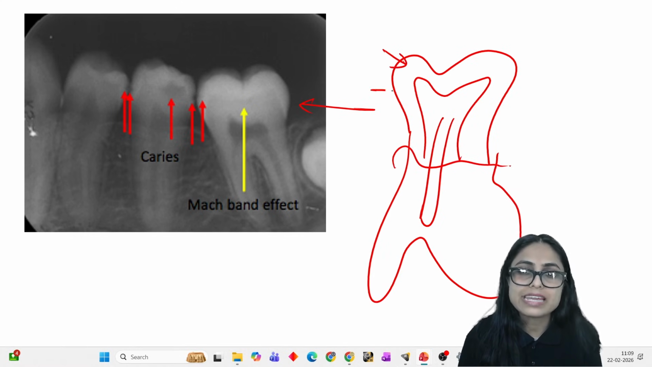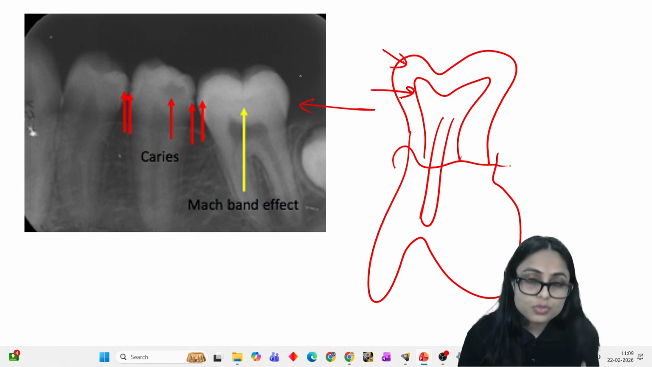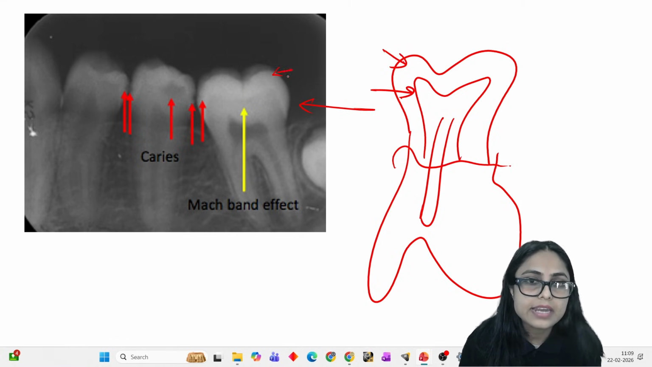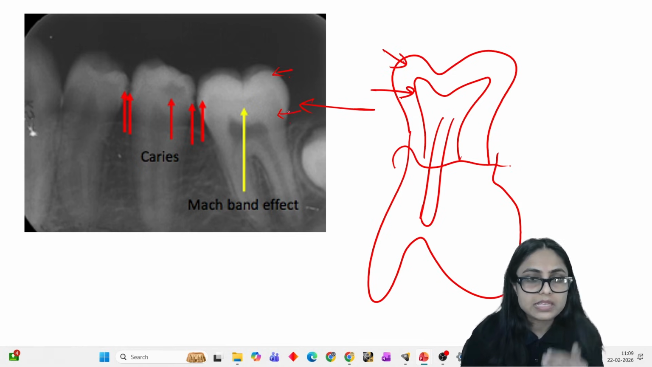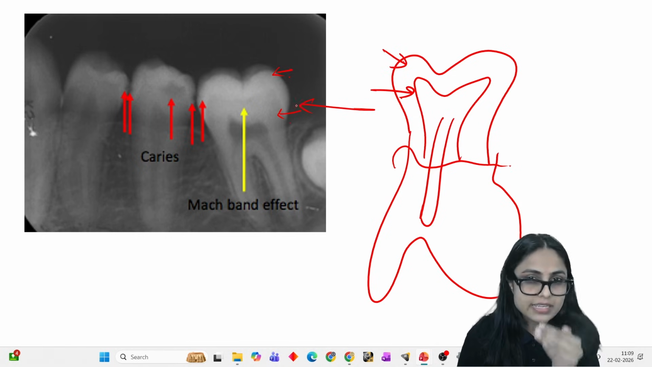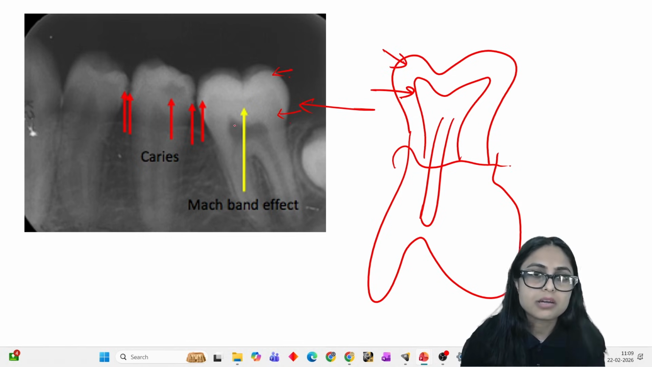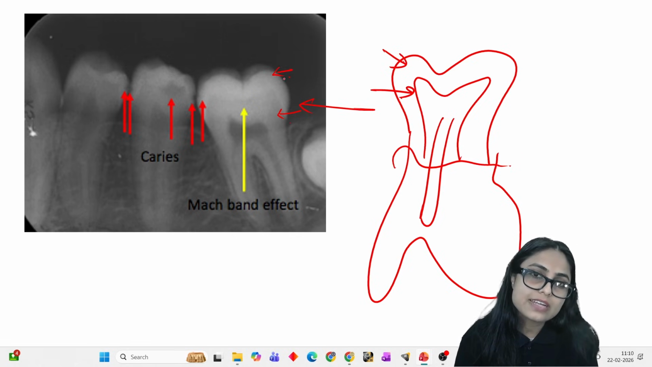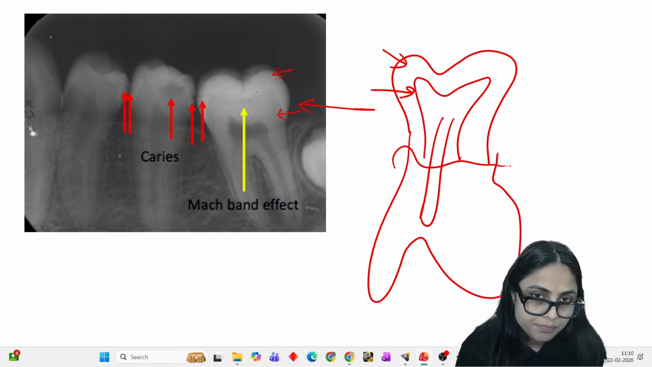So this difference in densities, you will clearly see it on the radiograph. Due to the difference in densities, on the radiograph you see shades of gray. Enamel is highly radiopaque, and dentine is lesser in density than enamel, so it appears a little lighter than the enamel. So we have different shades of gray on the radiograph that you can see, correct?